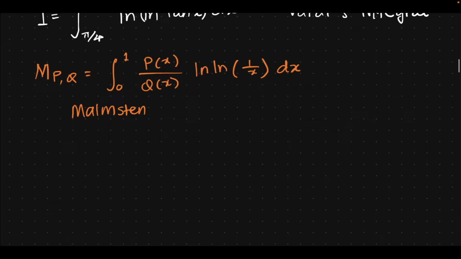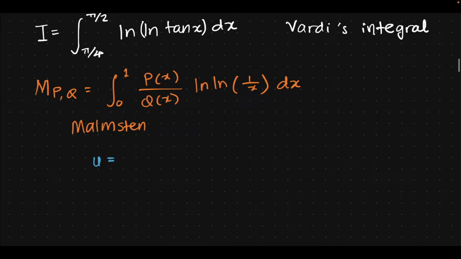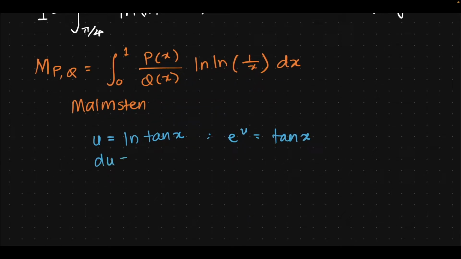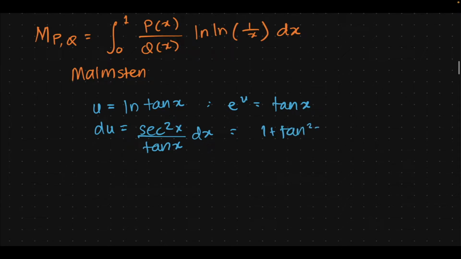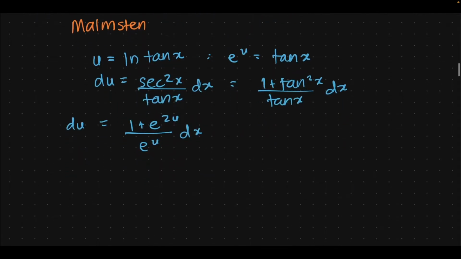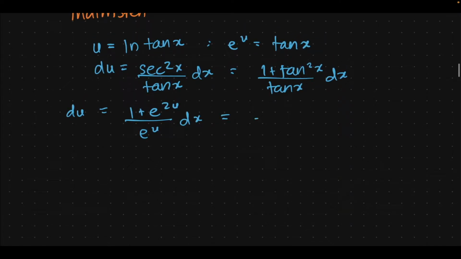So let's try to evaluate this. The logical thing to do is set a u substitution, u equals natural log of tangent of x. That gives us e to the u as tangent of x. And then du is simple, it is secant squared of x over tangent of x. This is just the chain rule that I'm doing here, which I can simplify because secant squared is 1 plus tangent squared x over tangent x dx, which becomes, because e to the u is tangent of x, 1 plus e to the 2u over e to the u dx, that is du. And then a simplification is natural here, which is e to the u plus e to the minus u du.